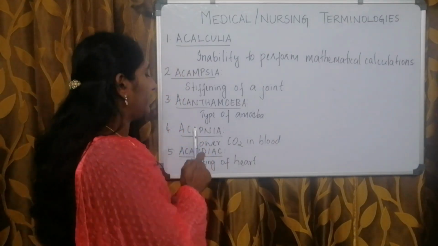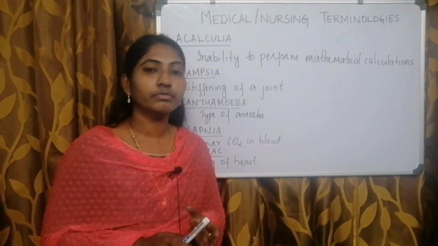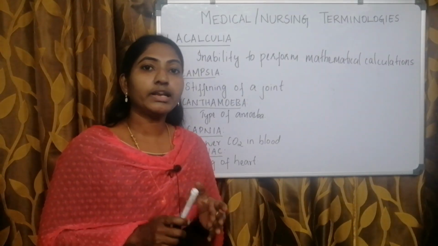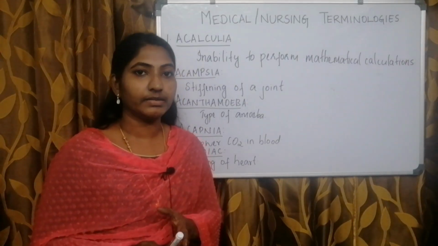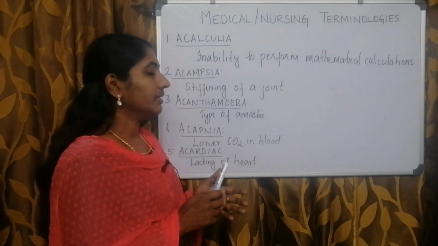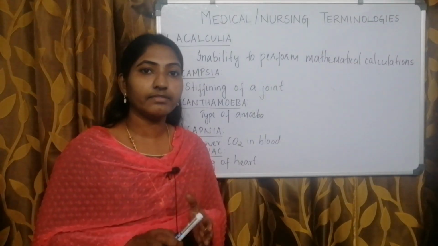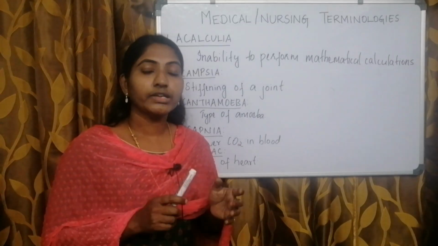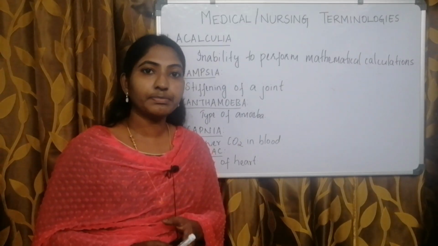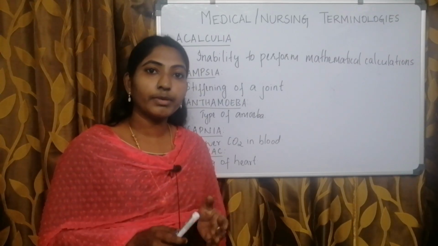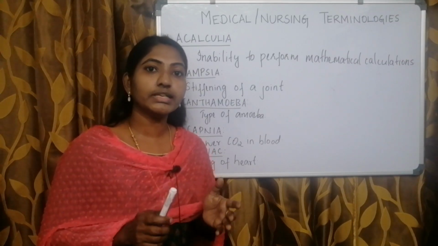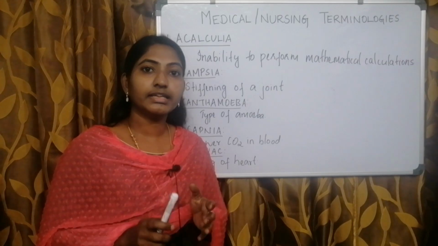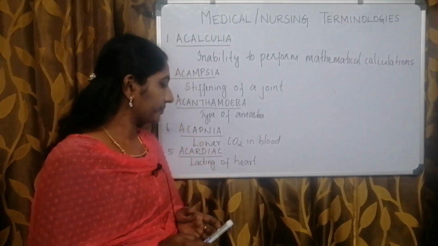Next one is acapnea. Acapnea is a term which is used to describe lower levels of carbon dioxide in the blood. Normal carbon dioxide level in the blood is 23 to 29 milliequivalents per liter. If the carbon dioxide level is lesser than 23 milliequivalents per liter, then it is termed as acapnea.